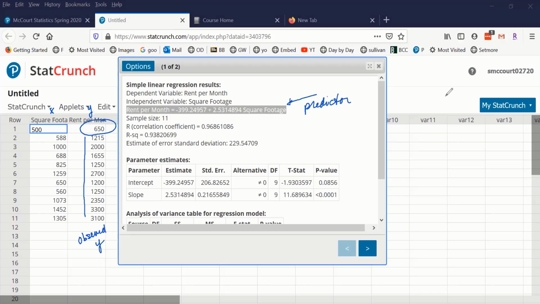So are we always taking them from the first row? The first row is usually where you find X, but it depends on what you want, what you think predicts the other thing. And what they said in this equation is just to say square footage is predicting the rent, to do it that way. Okay.